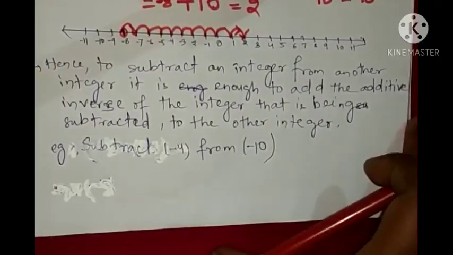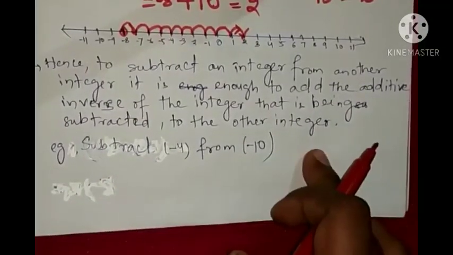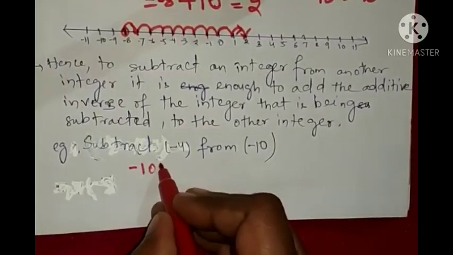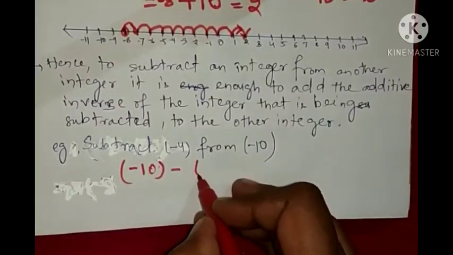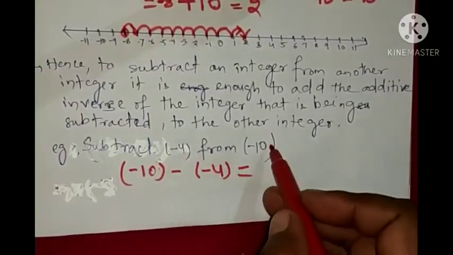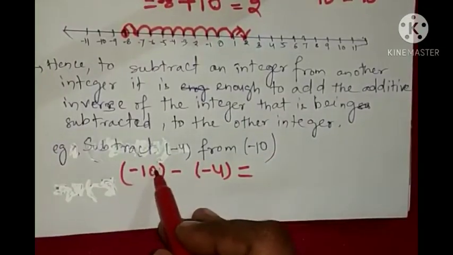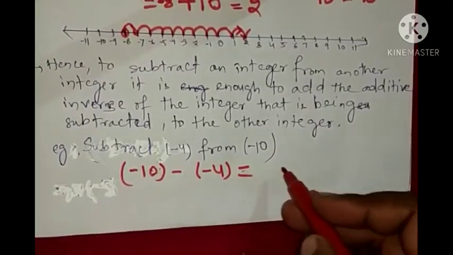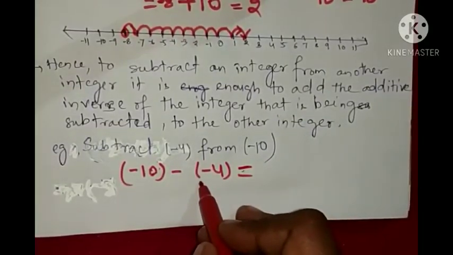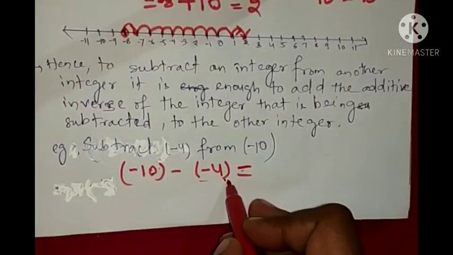Okay. So next, subtract minus 4 from minus 10. So what you will write? Minus 10 minus minus 4. Okay, so we have to subtract minus 4 from minus 10. So you will write first this one, minus 10 minus minus 4. So what you will do? So you have to convert, this is a negative integer. We are subtracting a negative integer.